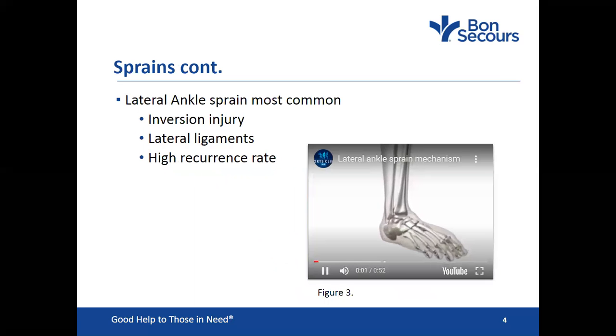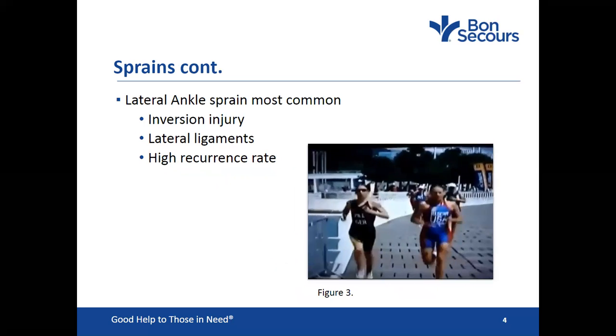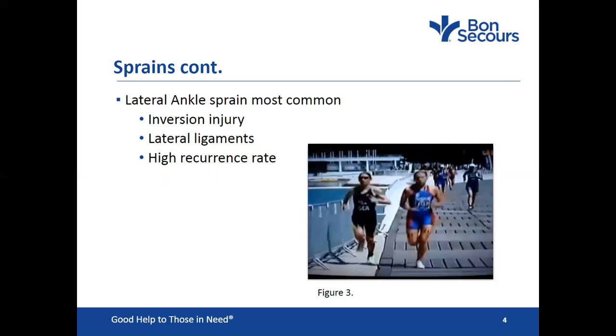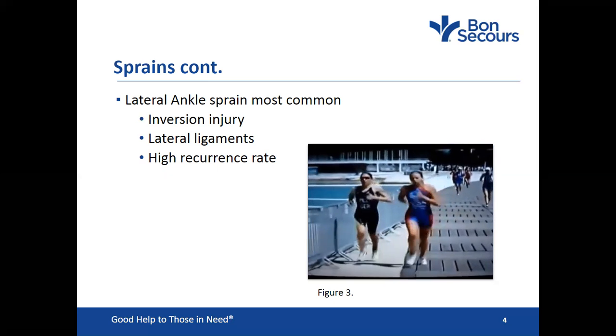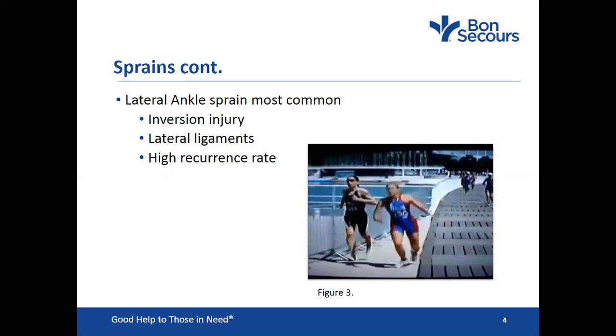Ankle sprains are the most common injury in sports, with the lateral ankle sprain being the most common type of ankle sprain. They typically occur during inversion and plantar flexion and on an uneven surface. When this occurs, the lateral ankle ligaments become stretched and can tear.